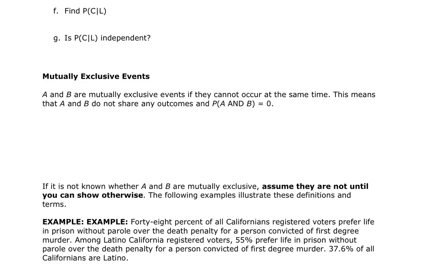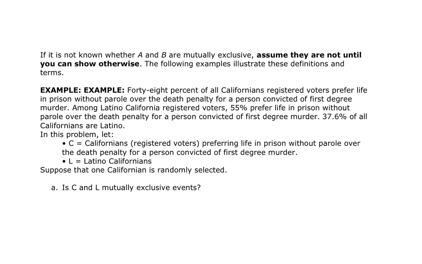Now, if we go back to our previous example, 48% of all Californians registered. Are C and L mutually exclusive? And the answer is no. Even if I couldn't reason through the fact that they're Californians and Latino Californians, the fact that they're both Californians means that they're not mutually exclusive. But I also know that P of C and L from up above was not equal to 0. So that proves that it is not mutually exclusive, even if I didn't reason through that. And that's it for this video.